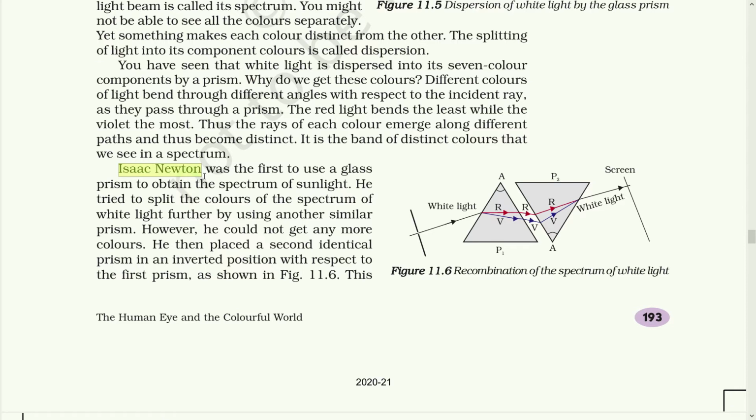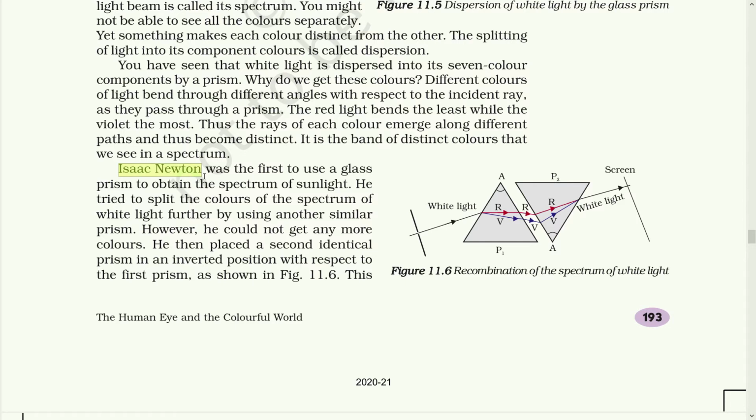So in the whole chapter, you can find only the name of this scientist mentioned. He was the first one to use a glass prism to obtain the spectrum of sunlight, and he again tried to combine those 7 colors to form white light. He tried to split the colors of the spectrum of the white light further by using another similar prism. However, he could not get any more colors.